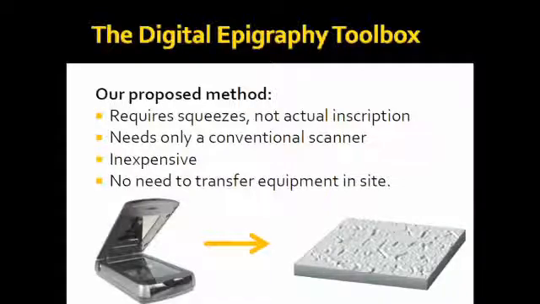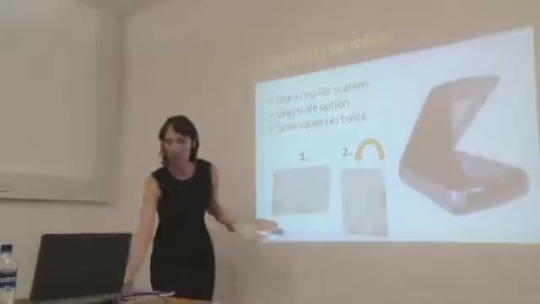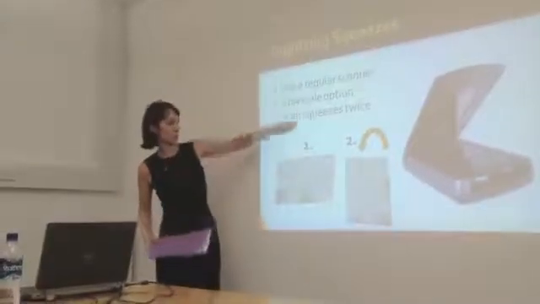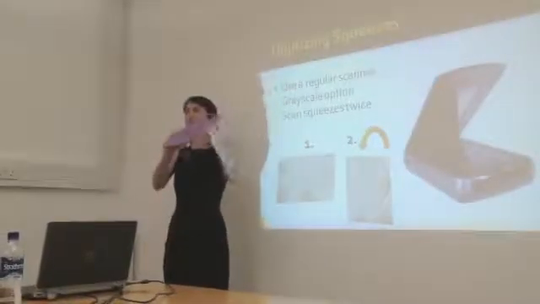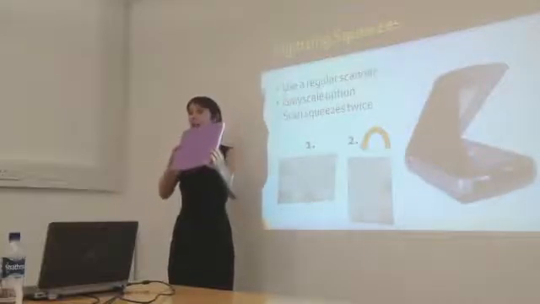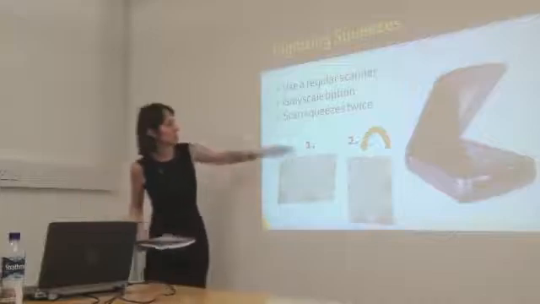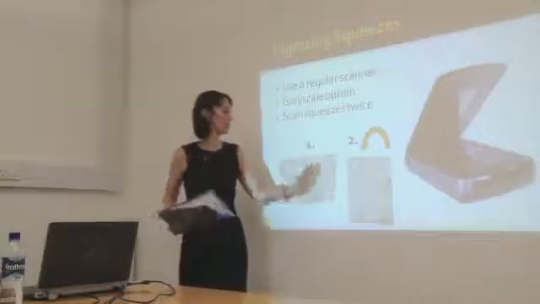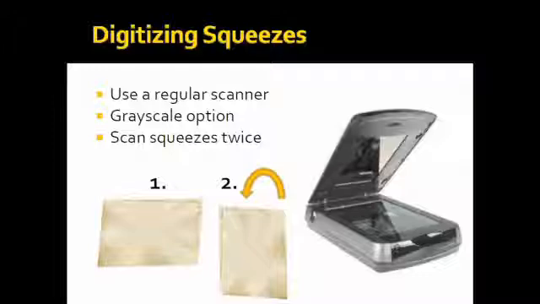Now, the digital epigraphy toolbox requires only the squeezes. It requires only a conventional office scanner. And of course, it doesn't need to be transferred to the site as long as you have the squeezes. So how do you do this? You take the squeeze and you scan it twice. It doesn't matter which side, as long as the two pictures have a difference of a 90-degree angle. That way the light comes once from that side, and when you turn the squeeze, it also comes from the other side, which means that you get as many details as possible from the squeeze.